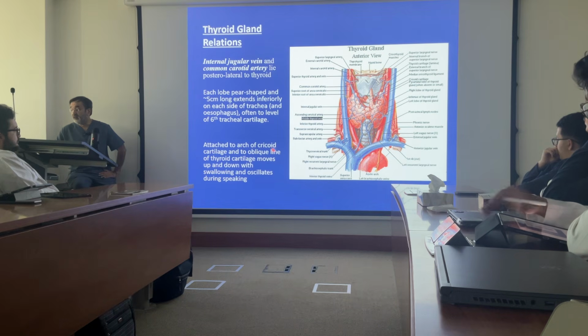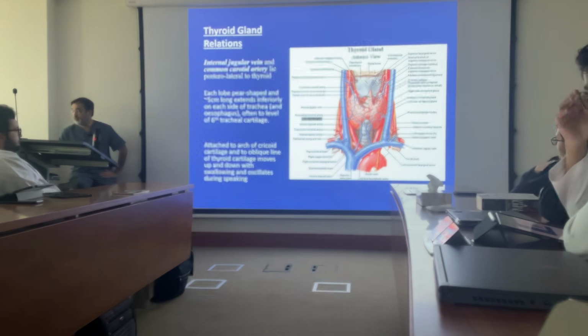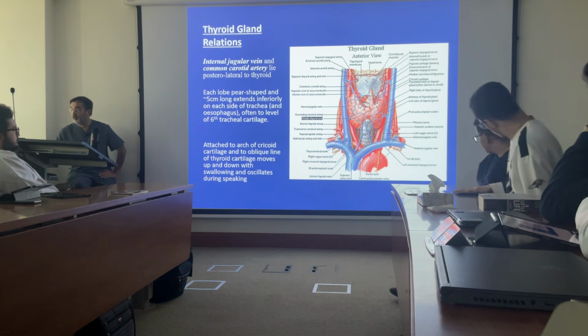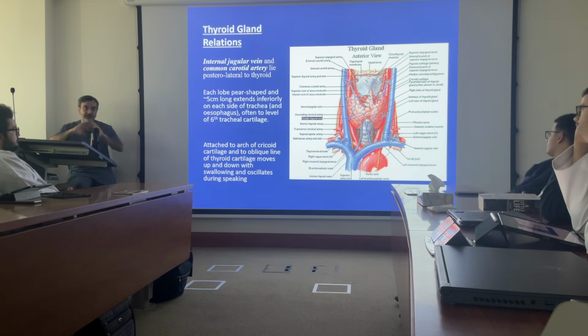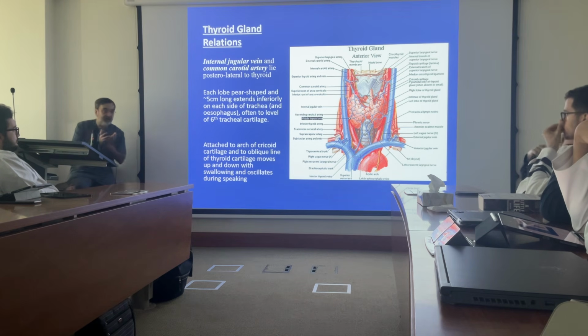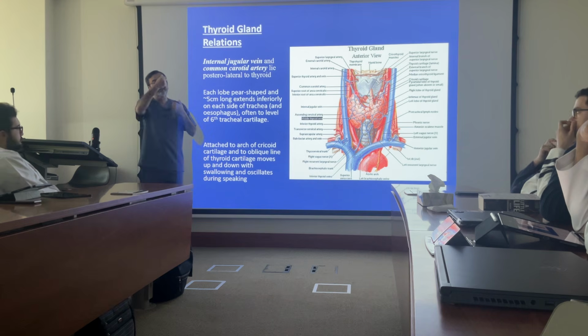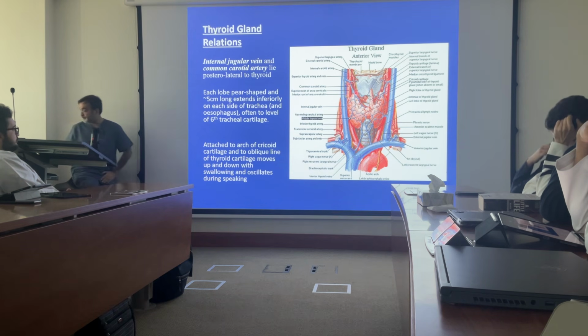Attached to the arch of the cricoid cartilage and the oblique line. So if you see the upper pole, it is on the oblique line of the thyroid cartilage and the cricoid cartilage, where the upper pole of the thyroid gland is attached. And because it is covered by the pretracheal fascia, this attaches it to the trachea. When you swallow, it is going to move up and down with the trachea.